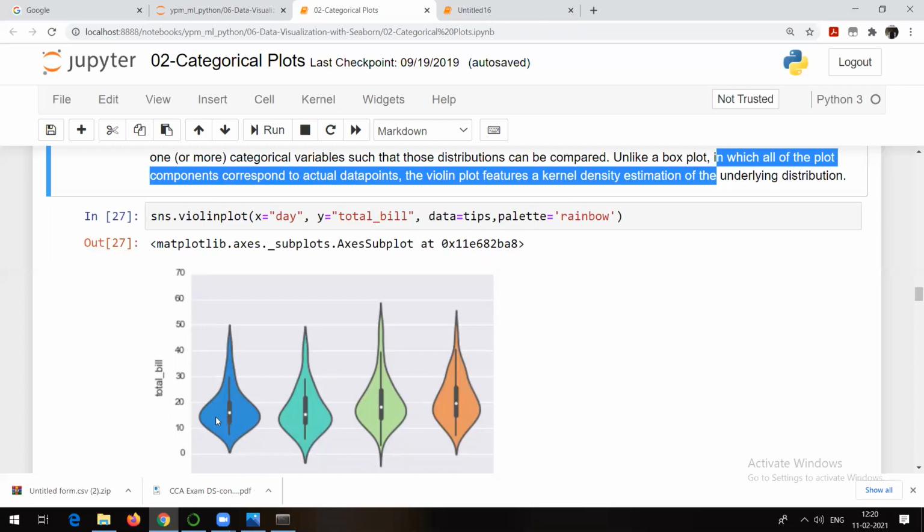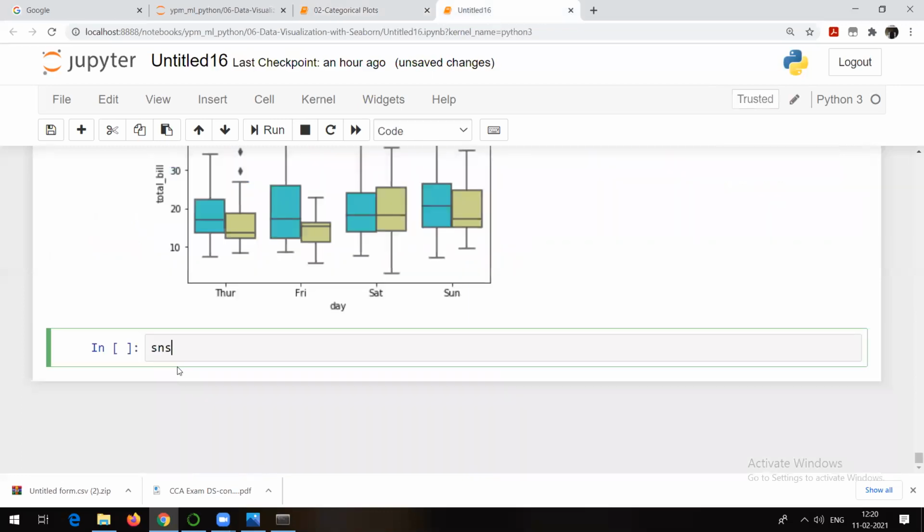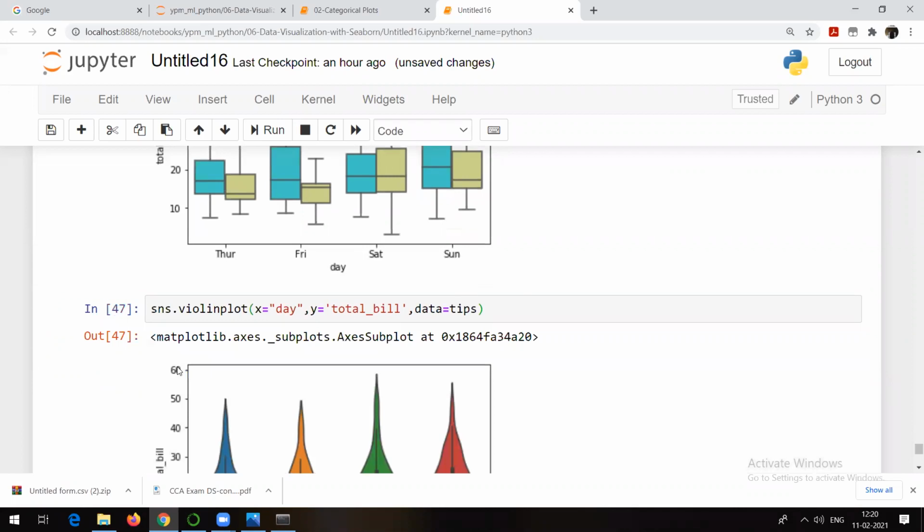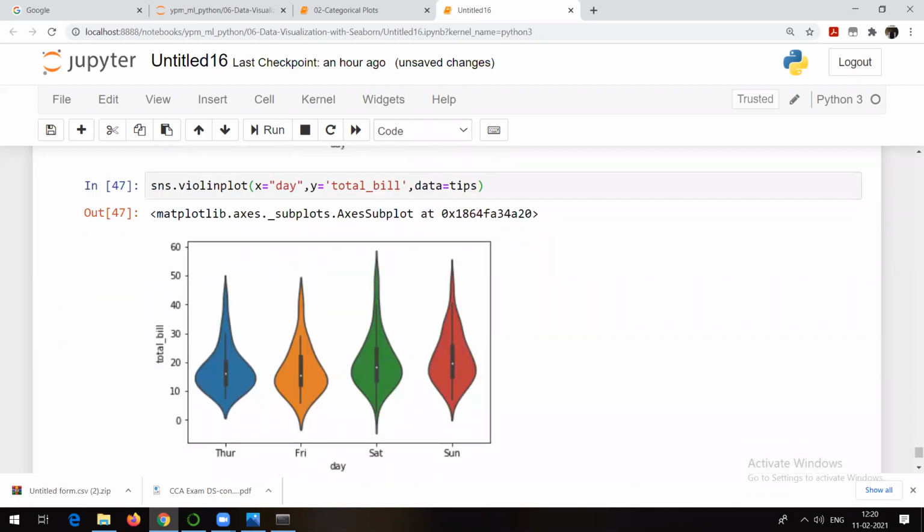Let's try to plot a violin plot for this. sns.violinplot. On the x-axis, suppose I want day. Same thing we are trying to make here. On the y-axis, we have total_bill. And obviously, as the dataset, I will mention data is equal to tips. Now this is what I'm going for. So how can I interpret it? You can see that in the case of a violin plot, it is showing you this distribution.